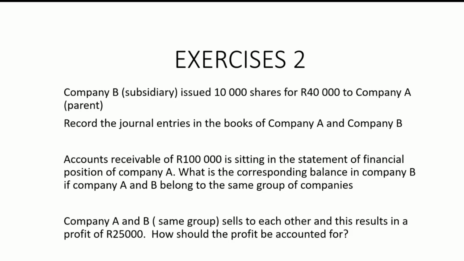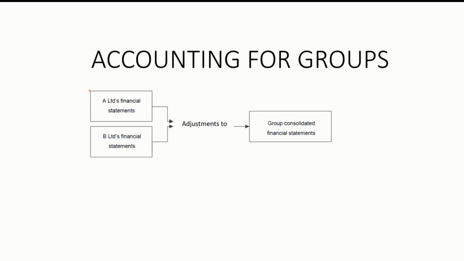So whenever there are two companies and they are together and they form a group of companies and they make profit, that profit has to be eliminated for the reasons I've explained. They have to be taken out. Now, how do we account for groups? How do we account for consolidation?